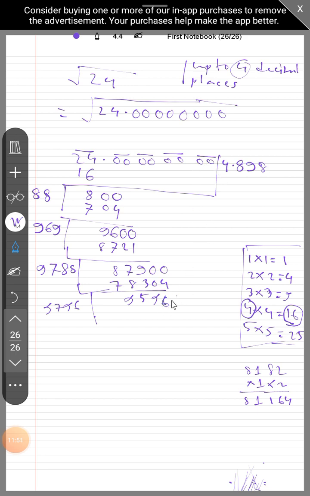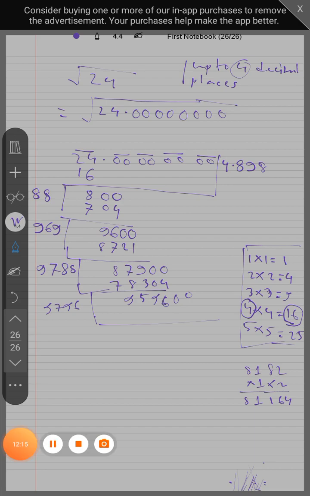Similarly, we give the later zeros and we continue the process, and we get up to 3 decimal places. Then we get 4. If we need to find 4 decimal places, we need 5 pairs, 6 pairs, and this way we'll find it. So we can continue this method and we'll find the square root of any non-perfect square number. With decimals also, the same thing will happen. Thank you.